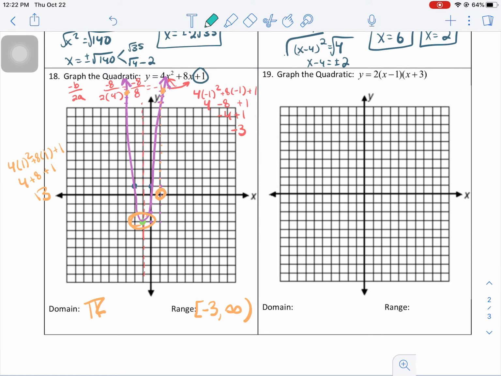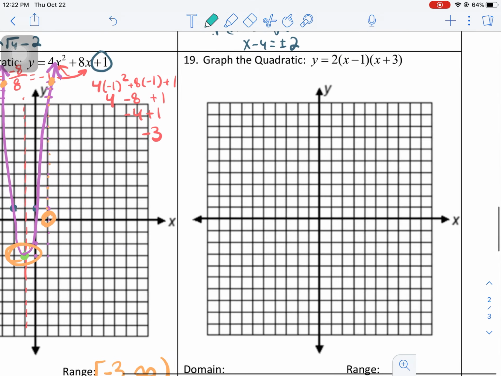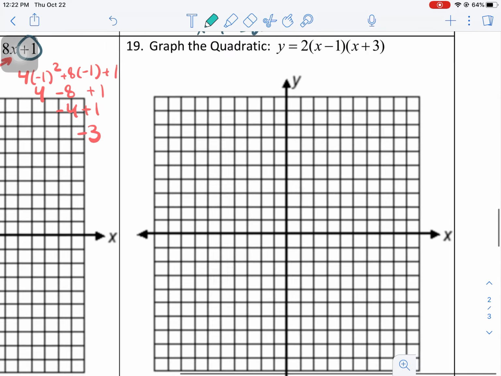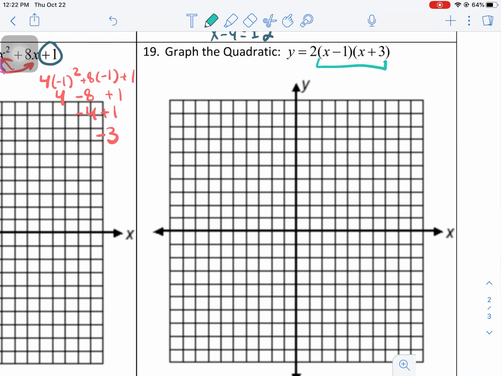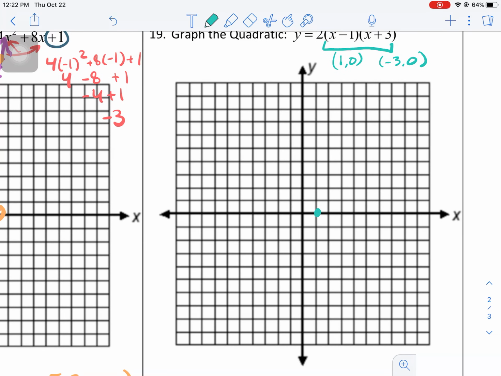All right, next, graphing the quadratic in intercept form. So these are our intercepts. Intercepts are 1, 0, and negative 3, 0. So we're going to go 1, 0, negative 1, 2, 3, 0. Now we find the axis of symmetry. It's dead center of those 2 points. So those 2 points are 1, 2, 3, 4 away from each other. So negative 1 is right in the middle.